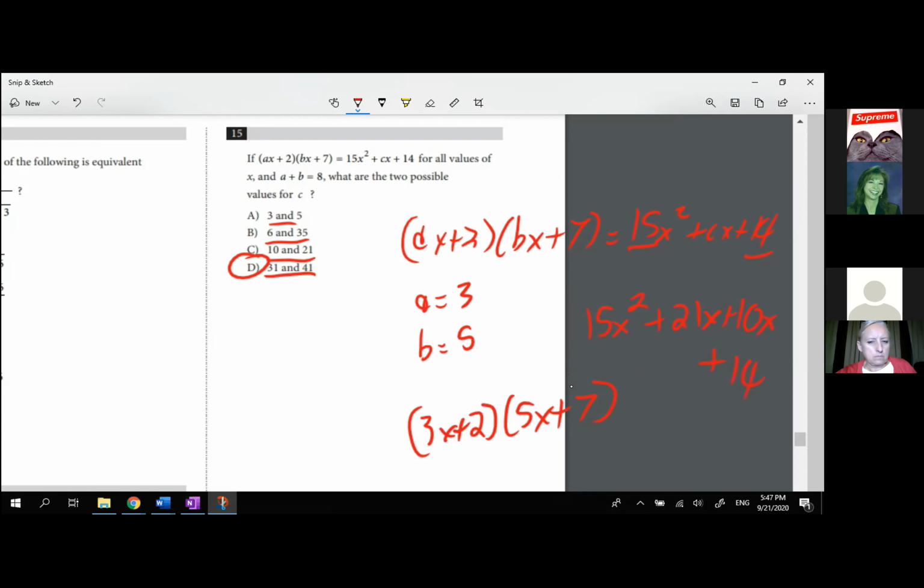So what do we get when we combine these two x terms right here? We'll go ahead and get 21 plus 10 is 31, so it'll be 31x plus 14. So again, this is just a double check. You can look at the answers and you could have told that 41 really told you all you needed to know. So we can decide, double checking, that 31 and 41 is the correct answer here. Any questions on that one?